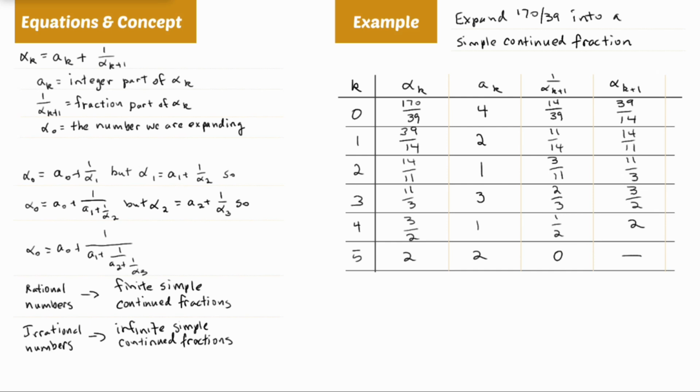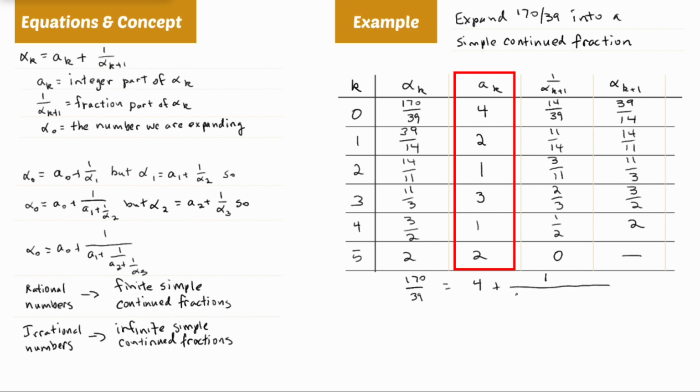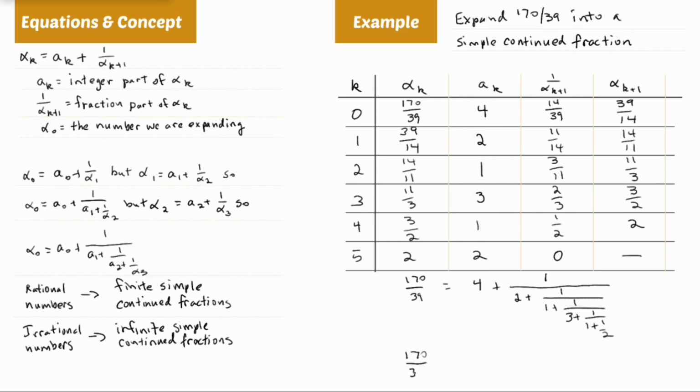Now we can write the values of a_k in the form of a simple continued fraction. 170 over 39 equals 4 plus 1 over 2 plus 1 over 1 plus 1 over 3 plus 1 over 1 plus 1 over 2. This 4 is this 4, this 2 is this 2, this 1 is this 1, and so on. We can also write it out like this so it fits on a single line.